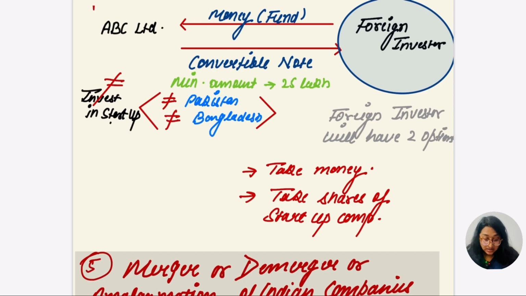Second condition, the investment cannot be done by whom? The Pakistan or the Bangladesh country. So at the end, the foreign investors have invested a minimum of 25 lakh in the Indian startup company. So what is he going to get in return? At the end this Indian startup company is going to give two options to the foreign investor.